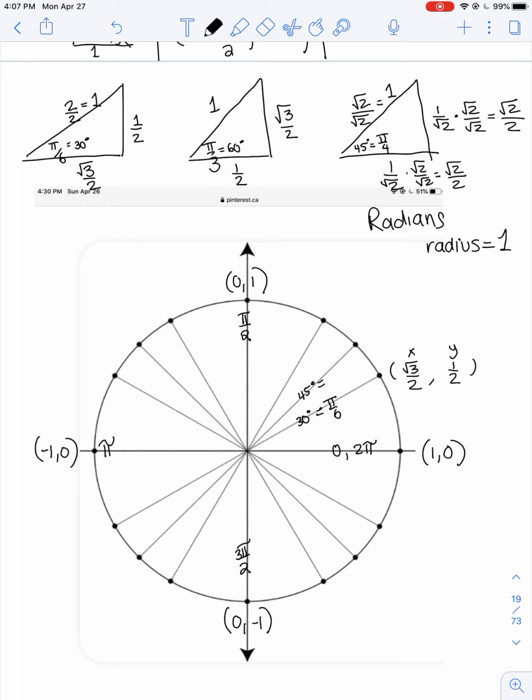Okay, now we're going to go on to the next angle. Our next angle would have been 45 degrees. So 45 degrees as radians is equal to pi over 4. So pi over 4, if we write out the coordinates, we're looking at what is your opposite side to pi over 4. So that would be root 2 over 2. And your adjacent side to root 2 over 2 is root 2 over 2 as well. So those are going to be the same.